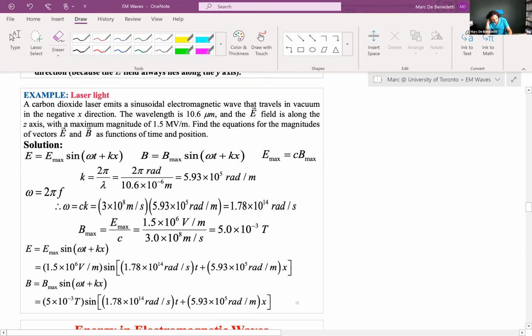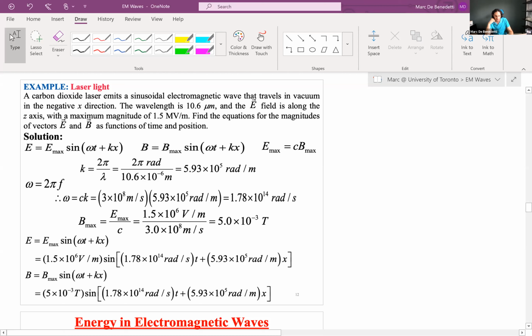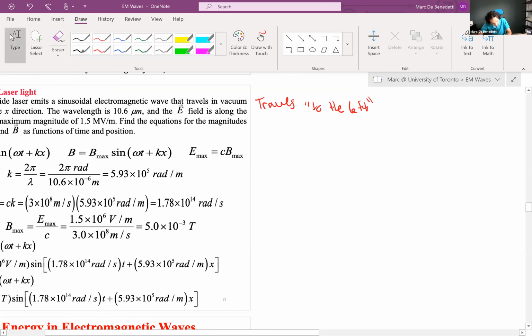We can do an example here. So here's an example. A carbon dioxide laser emits a sinusoidal electromagnetic wave that travels in a vacuum in the negative X direction. Okay, so we're told which direction it propagates in. That's going to be important. So it travels to the left, right? If you draw your XY, then we can call this the sort of negative direction. We call left the negative direction. So if you're thinking about horizontal translations in math, remember you subtract the constant to move it to the right, and you add the constant to move it to the left. Remember that? So it depends which way you're traveling.